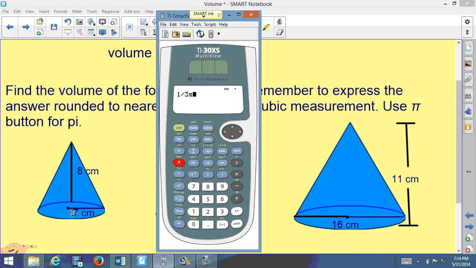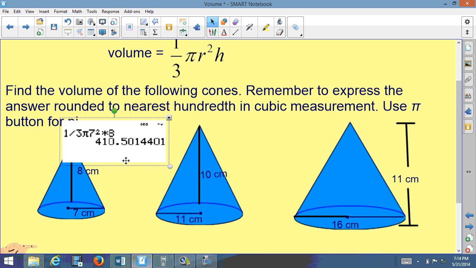The radius is given. It goes from the center of a circle to the edge of a circle. So it's 7. And don't forget to square that. And we're going to multiply that by the height of the cone. So the height is 8 centimeters. And the answer is going to be 410.50.